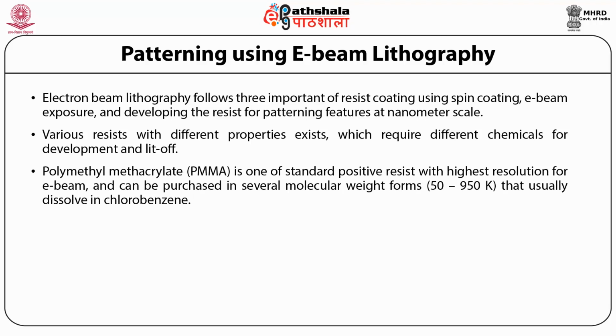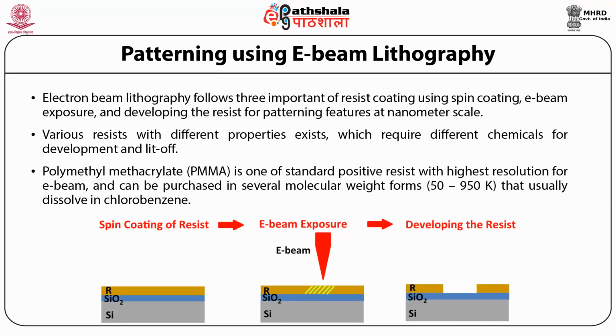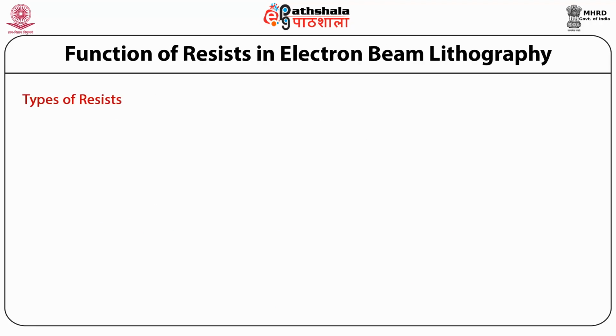Polymethyl methacrylate, abbreviated as PMMA, is one of the standard positive resists with the highest resolution for E-beam and can be purchased in several molecular weight forms from 50 to 950 K that usually dissolve in chlorobenzene. Other organic and inorganic chemicals with positive and negative resists on exposure to electron beam are tabulated in tables 1 and 2. Types of resists.